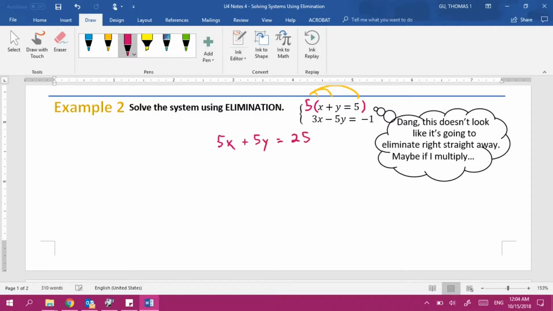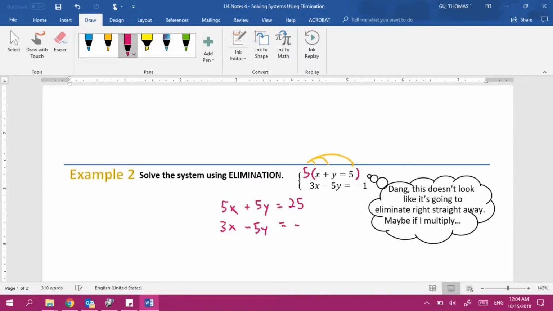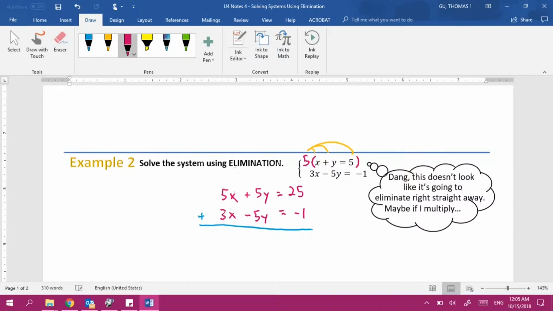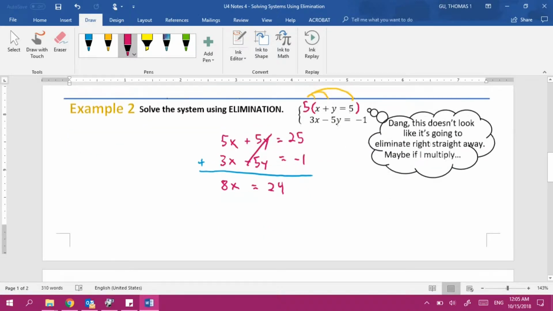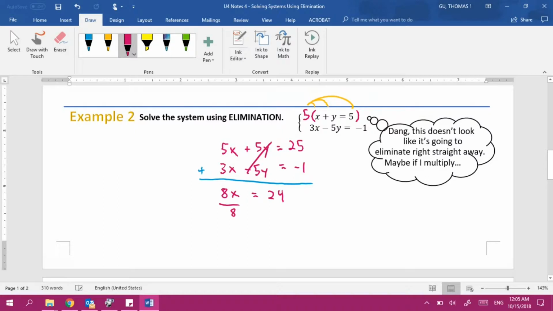And now what was my second equation again? It was 3x minus 5y equals negative 1. Now we can see if I add these two equations together, my 5y's will cancel out because I have one positive 5y and a negative 5y. So let's add them. 5x plus 3x is 8x. 5y plus negative 5y cancels out, so that's gone. And 25 plus negative 1 is 24. Now we can solve for x immediately by dividing both sides by 8. And so x equals 3.